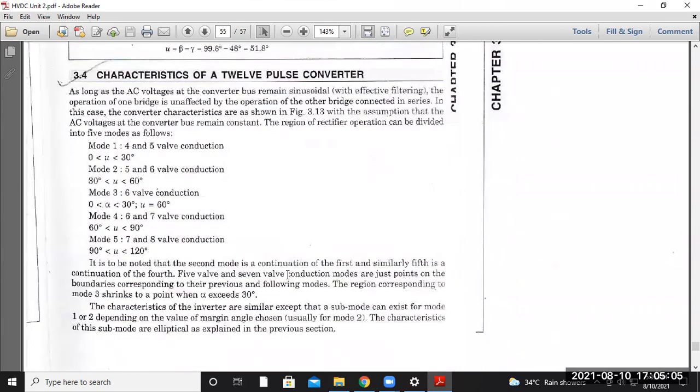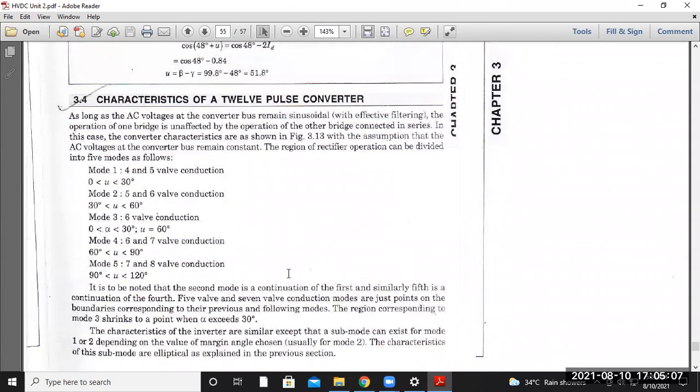So this is the example that we have discussed. In a similar manner, we have the characteristics of the 12 pulse converter. Till now we have studied the characteristics of the 6 pulse converter. The 12 pulse converter will have 5 modes. First, when valves 4 and 5 start conduction, the mode ranges for mu from 0 to 30 degree.